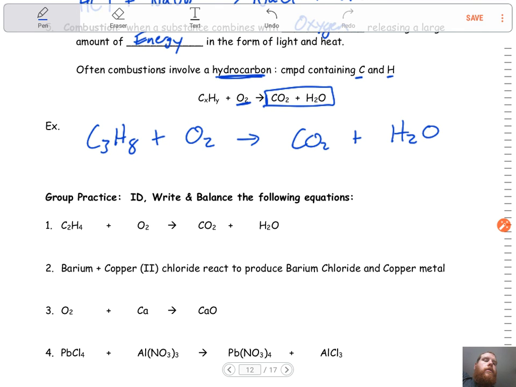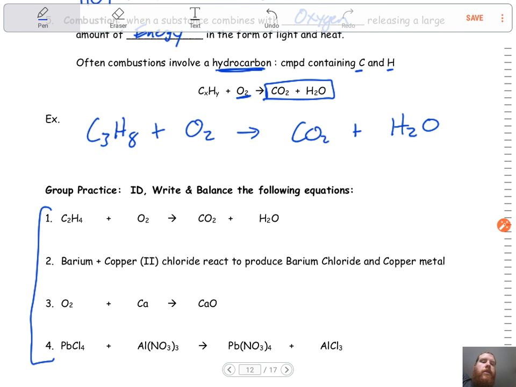I want you guys to go through and balance that, and then also you're going to go through these 4 reactions down here. You're going to identify the type, you're going to write them, so like number 2, yeah, you got to go from the words to the formulas, and then make sure you balance the equations as well. This example, to balance it, hopefully you've paused it, 5 oxygens, 3 carbon dioxides, and 4 waters.